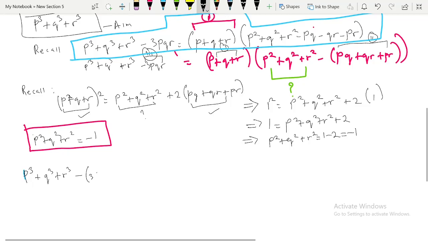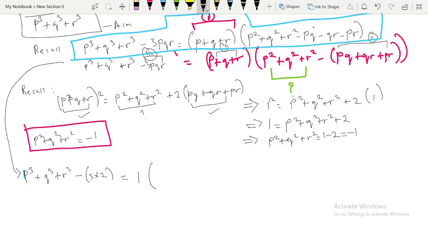So I'm using this. Let me show you where this is coming from. Minus 3 times 2, p plus q plus r, we got it as 1. We got p squared plus q squared plus r squared as minus 1. So I'm just substituting. Then minus this. I think we also got this as 1. So this is minus 1 minus 1. So we know that p cubed plus q cubed plus r cubed minus 6 is 1 times minus 2. And this means that p cubed plus q cubed plus r cubed minus 6 equals minus 2.